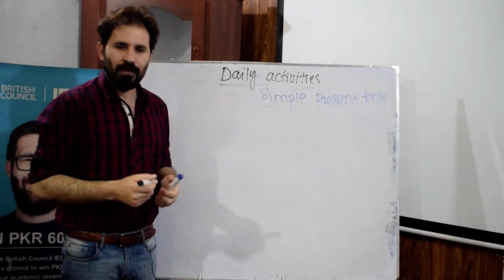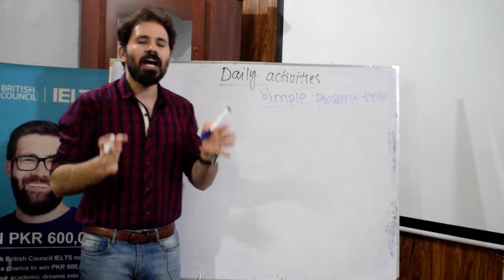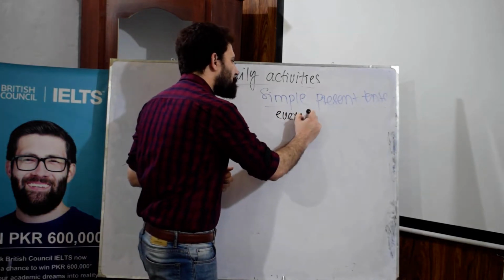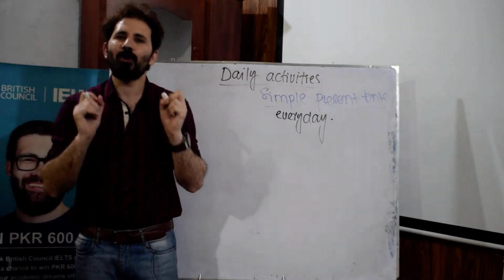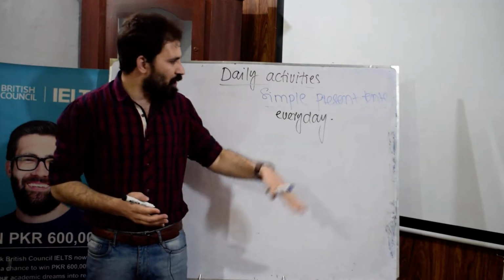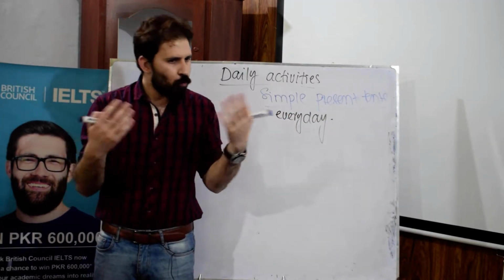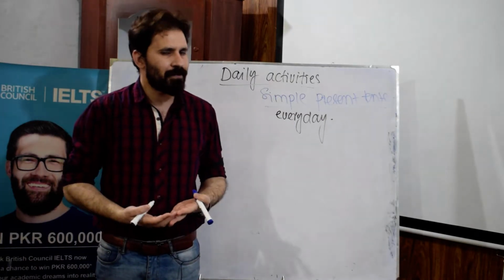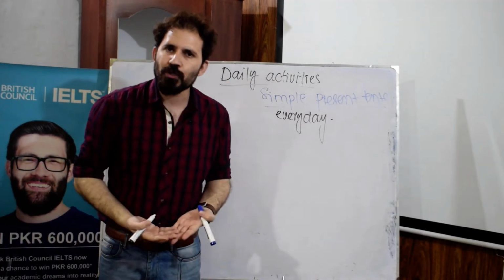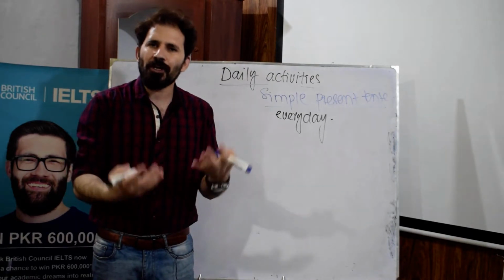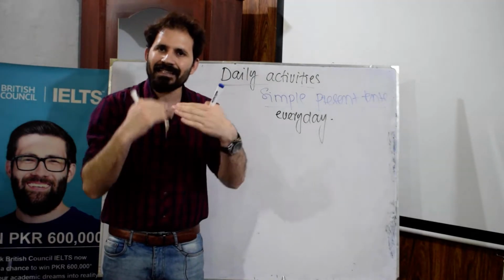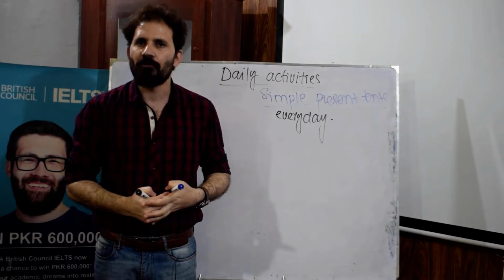Simple present tense, whenever it comes to your mind, is used for activities you perform on a daily basis. I mean on an everyday basis. All those activities, all those actions you do, those events that take place on a daily basis, we use simple present tense for that. For example, what could be our daily activities? Our daily activity can be like you go to school, you go to college, you go to university, you watch TV, you meet your friends. So basic things that repeat themselves on a daily basis, we use simple present tense for those activities.